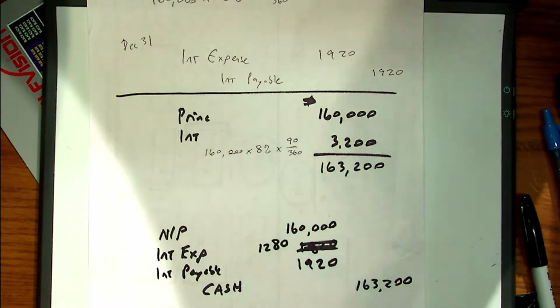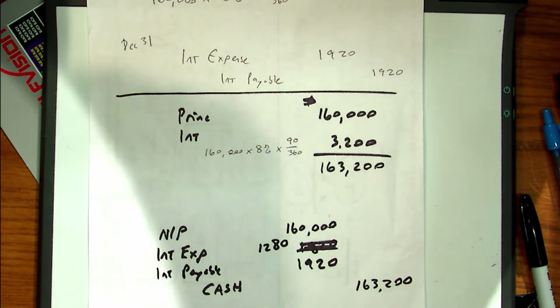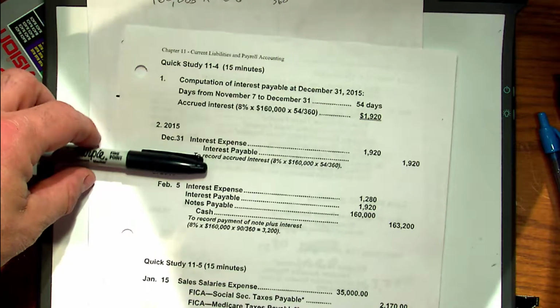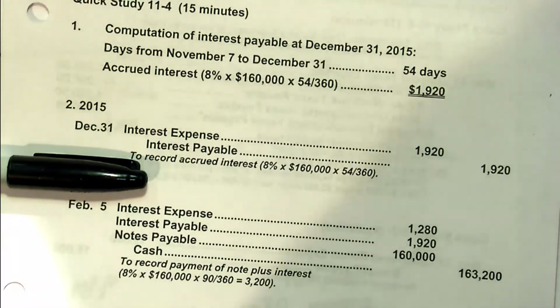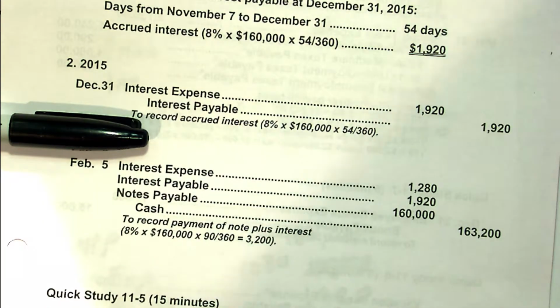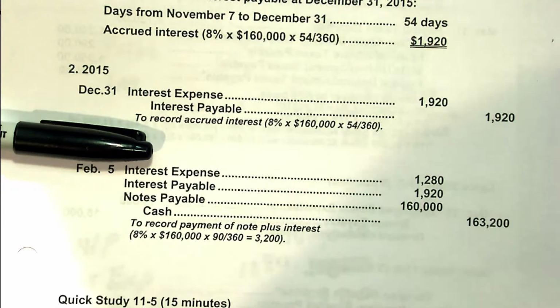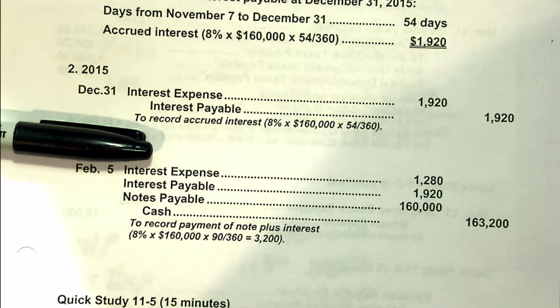Okay, 1,920. Let's see if I can find a little cleaner journal entry for you to look at. Here, take a look at this one right here. Okay. That's a little cleaner version that didn't have the grandpa mistakes. Is that what you guys got? Does that make sense? Questions on that?